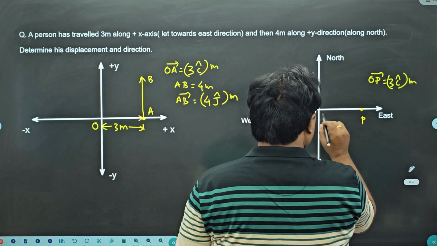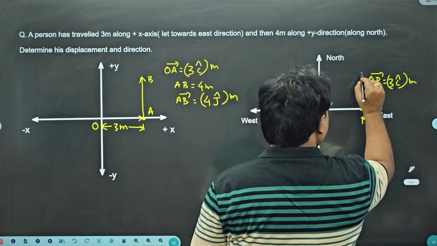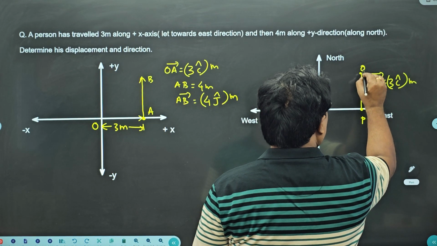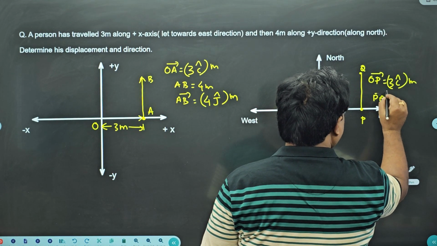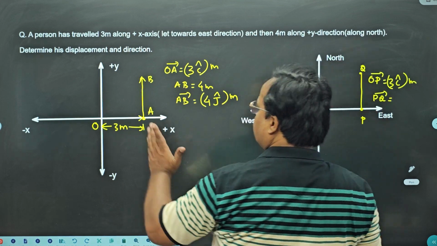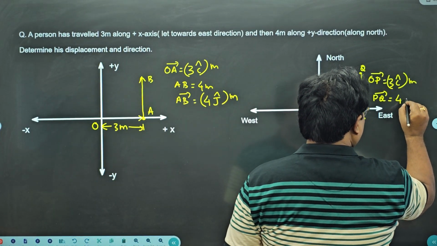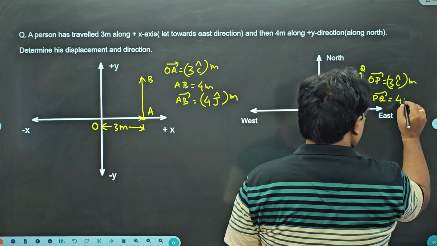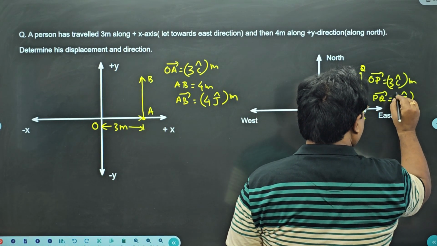Similarly here, from P, he moved towards north and reached another point Q. What is PQ vector? Because I have chosen north direction as the positive direction of y-axis, he has moved 4 meter towards north. I have taken north as the positive y-axis. This becomes 4 j cap meter.